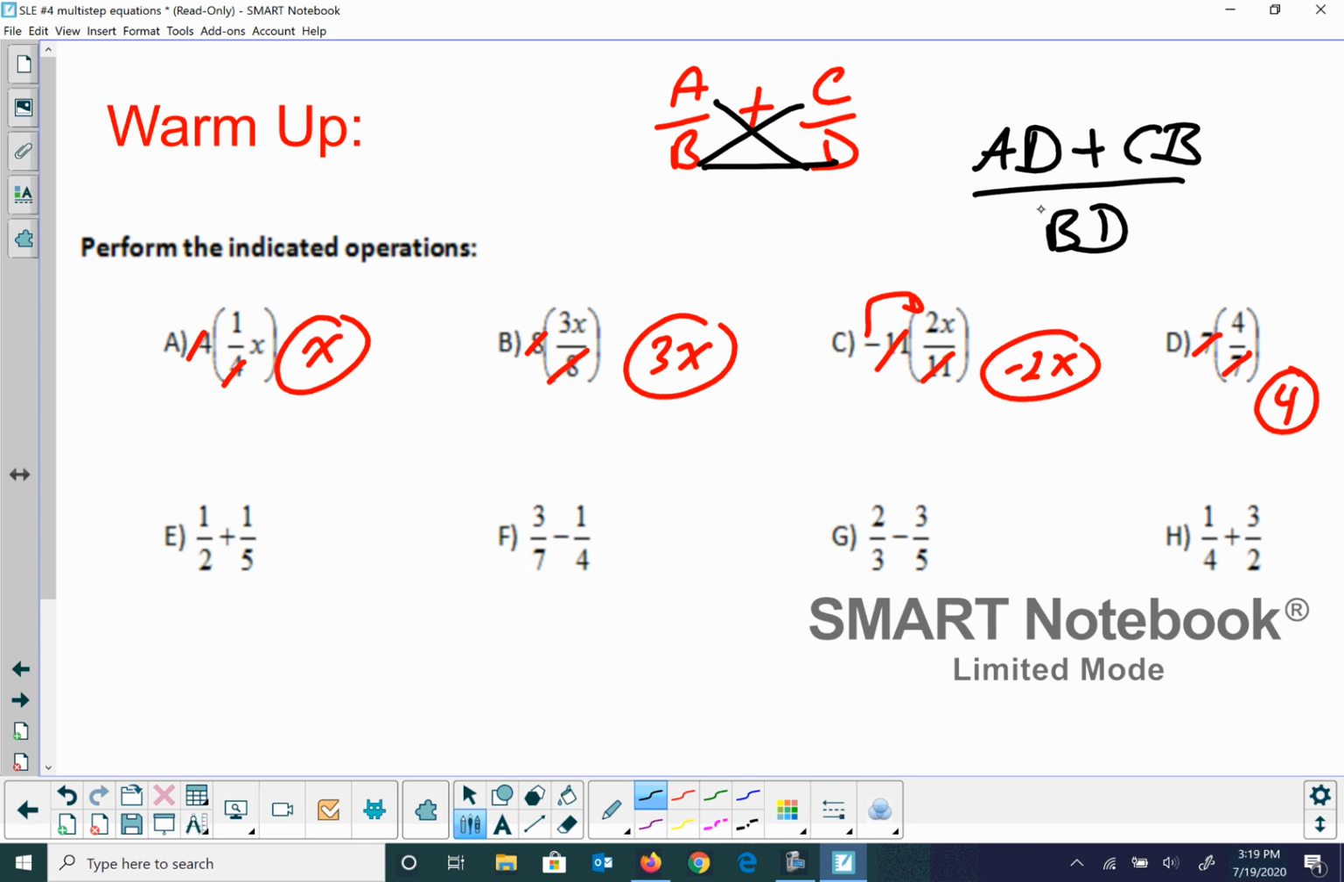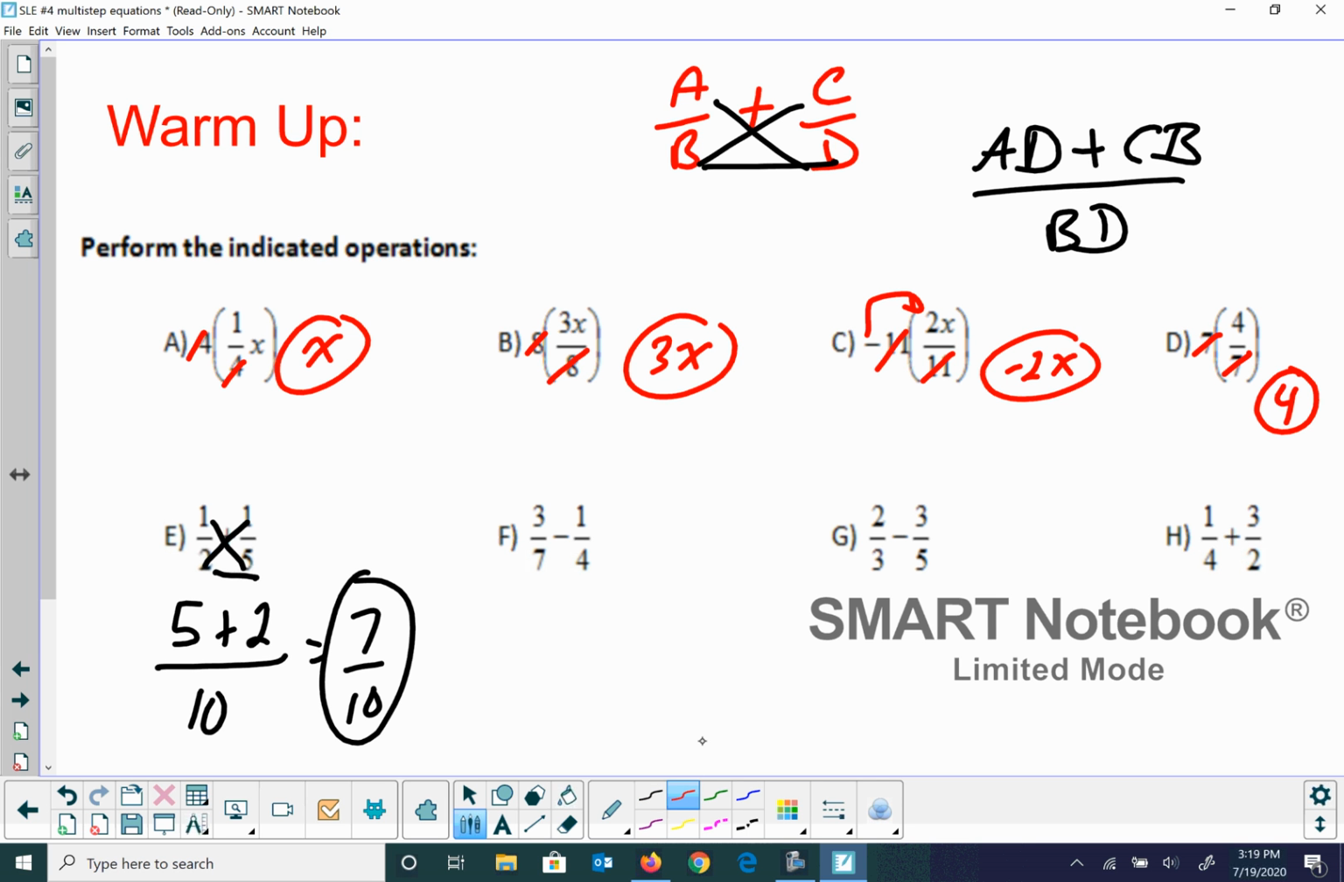So if those were numbers, let's utilize that up here. A times d, 1 times 5, 5, plus 1 times 2, 2, over 2 times 5, 10. Uh-oh, I get 7 over 10. Why did I never learn that way? I apologize. But please use that. It's a great technique for adding and subtracting. Notice it works with subtraction as well.